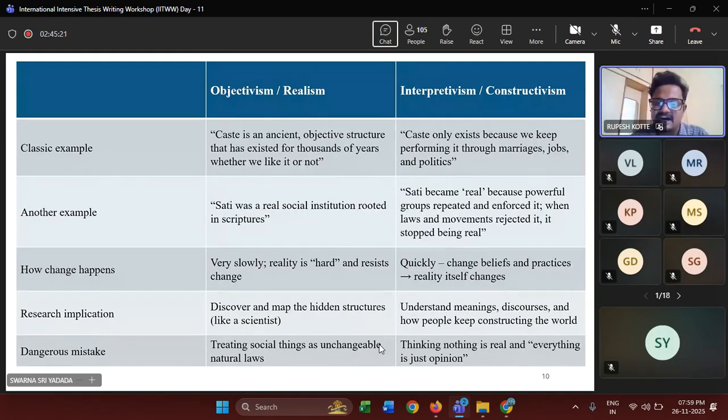Treating social things as unchangeable natural laws is a danger if you look through the objectivist lens. And then thinking nothing is real and everything is just an opinion is also a danger. Please move on to the next slide. When you look through the interpretivist lens, we have to incorporate all of these frameworks into our research. Let us look at our research through these lenses. Next slide, please.